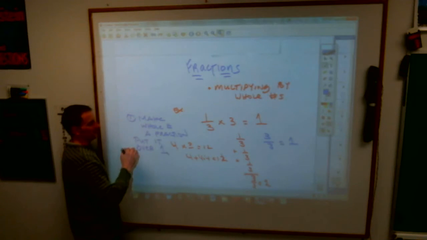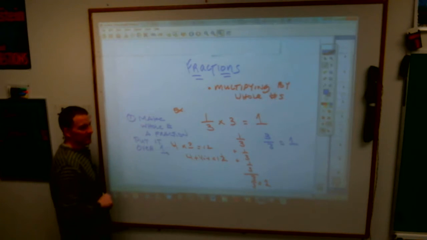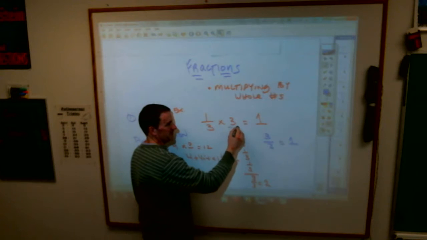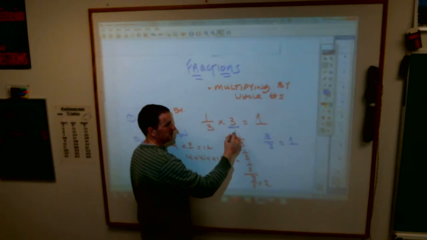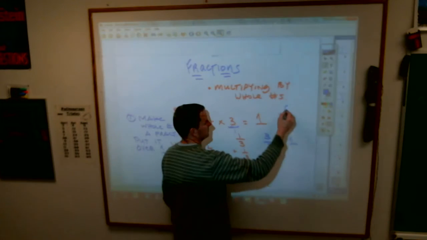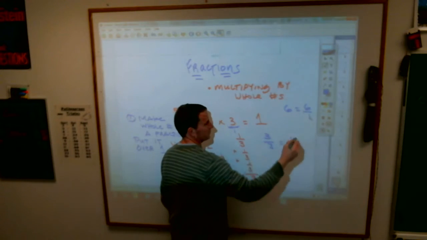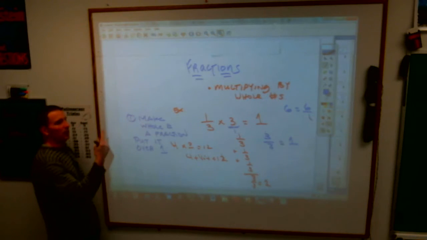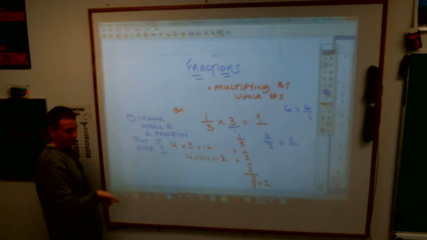Right here, write this down. Make the whole number a fraction by putting it over 1. In other words, 3 is the same thing as 3 over 1. 6 is the same thing as 6 over 1. You can make any whole number a fraction by putting a 1 underneath it. Just the way it is.